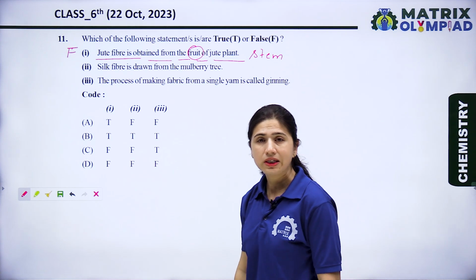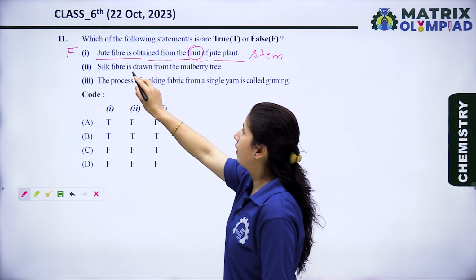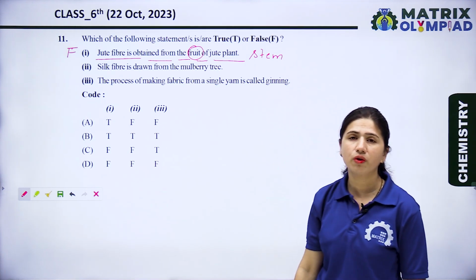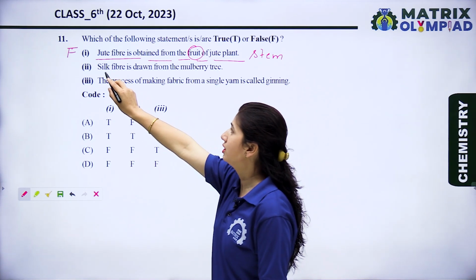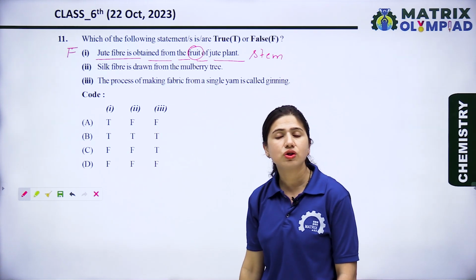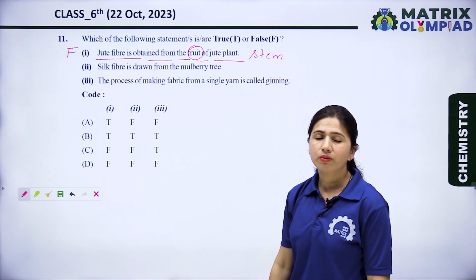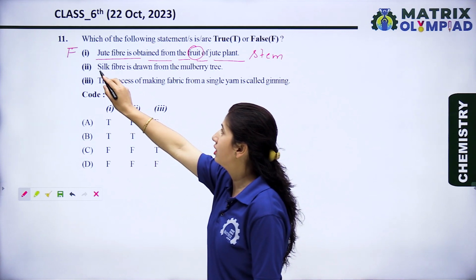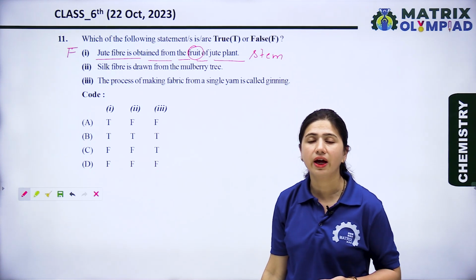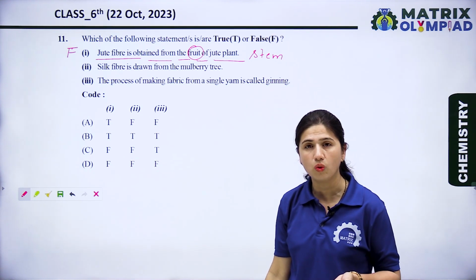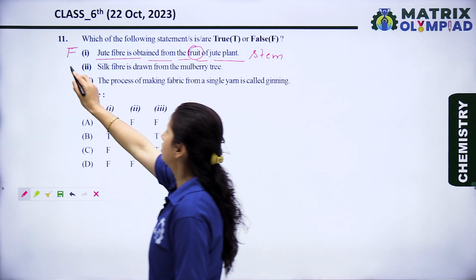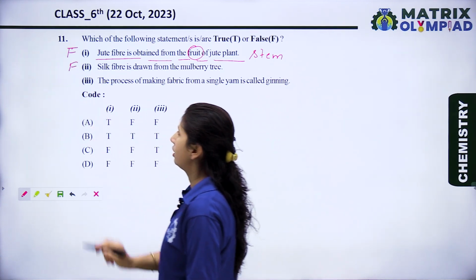Now let's see the second statement. Silk fiber is drawn from the mulberry tree. No, it is not drawn from the mulberry tree. It does not fall from the mulberry tree. Actually, the silkworm eats the mulberry leaves and produces larva, and that larva is converted into a cocoon, and that cocoon releases the silk fiber. So this option is also a false statement.